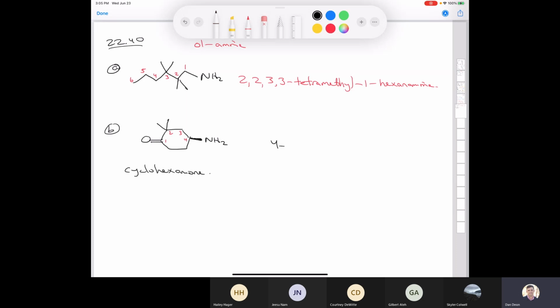So we can put all that together. We've got 4-amino, 2,2-dimethyl cyclohexanone. And could anybody tell me what the stereochemistry is at carbon 4? Is it R or S?